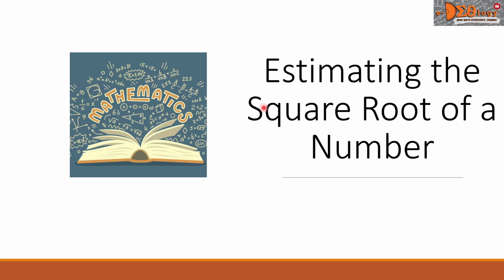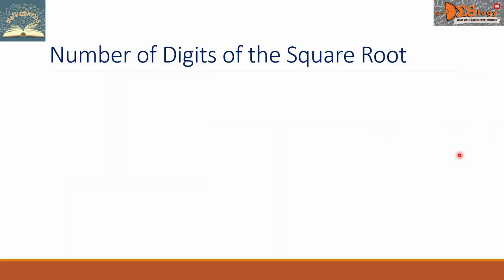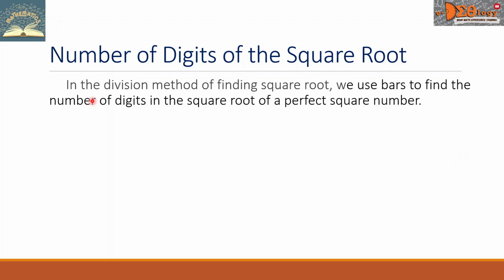Hi everyone. Today we're going to study estimating the square root of a number. Let's have the number of digits of the square root. In the division method of finding square root, we use bars to find the number of digits in the square root of a perfect square number.